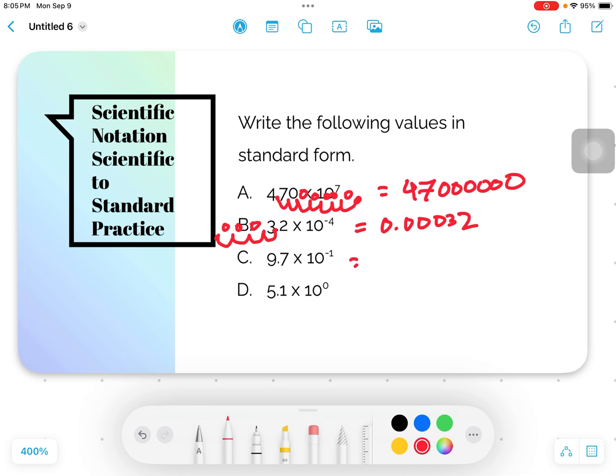All right, next one. So we have 9.7 times 10 to the negative 1st. Again, it's negative, which means we're going to move to the left. So I'm going to take my decimal, move it 1 place to the left, and I should get 0.97. And 5.1 times 10 to the 0th, that means it doesn't move. So your answer would be 5.1.